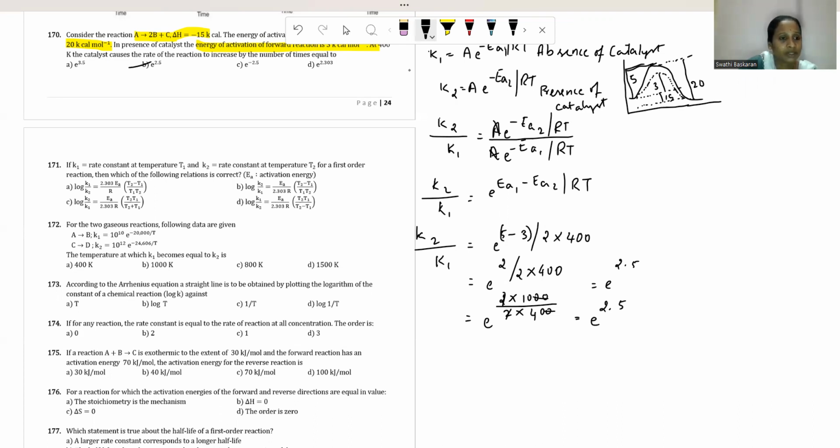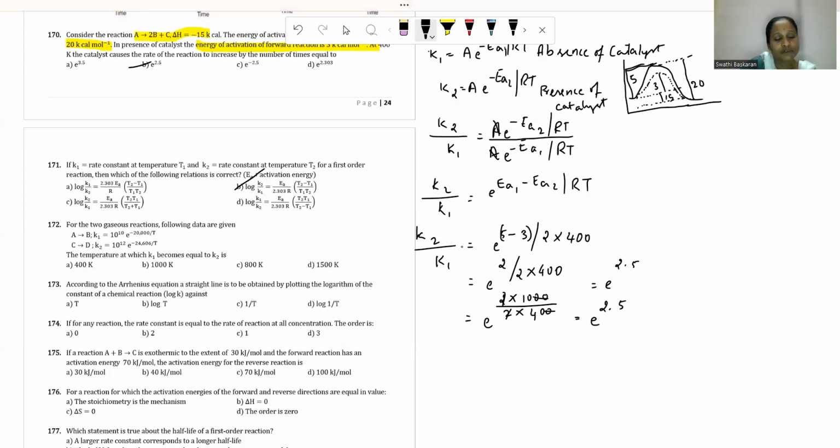Okay. Now let us take up the next question. What is the next question? If K1 is the rate constant at temperature T1 and K2 is the rate constant at temperature T2 for a first order reaction, which of the following relations is correct? EA is the activation energy. It is quite simple. We know that log K2 by K1 is equal to EA by 2.303 R into T2 minus T1 by T1 into T2. Correct, no? So option B only is correct, whereas in option A they have taken K1 by K2 and 2.303 EA in the numerator, and that won't come.